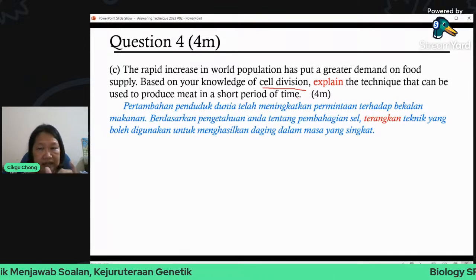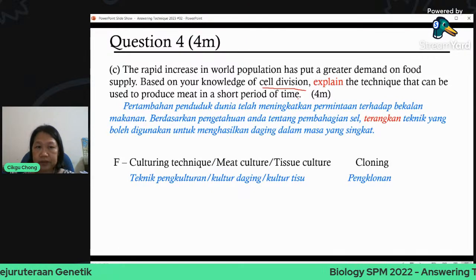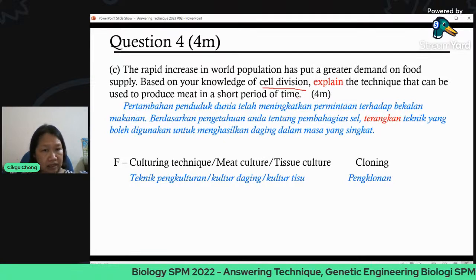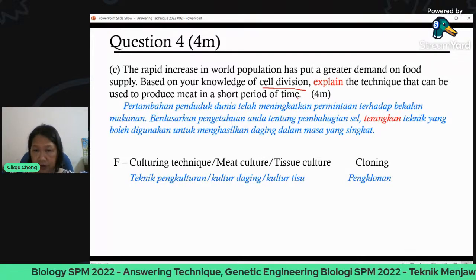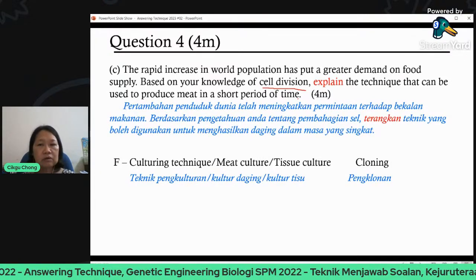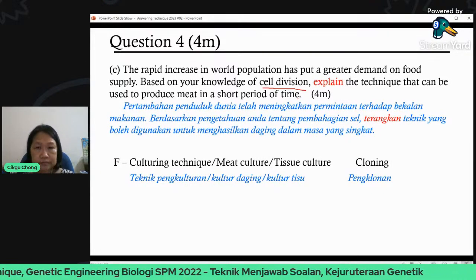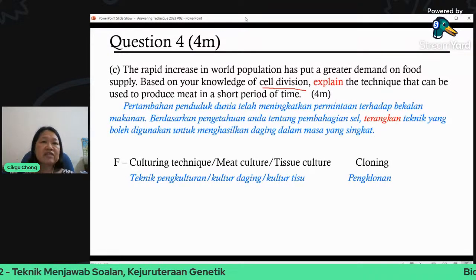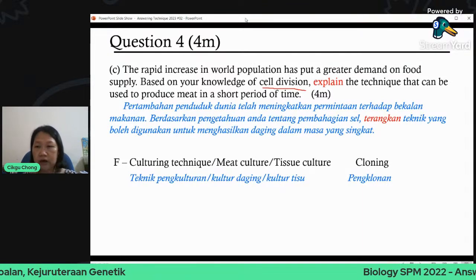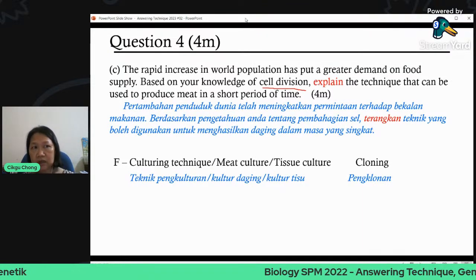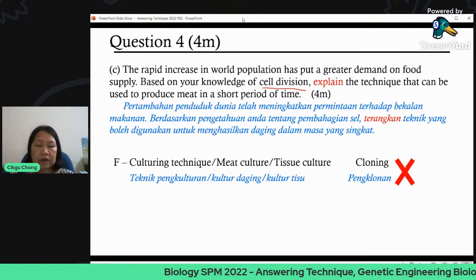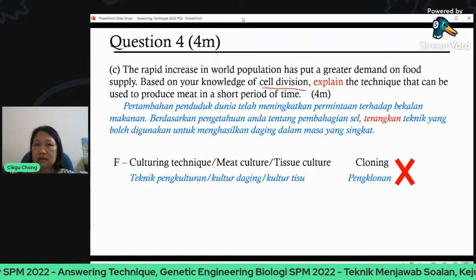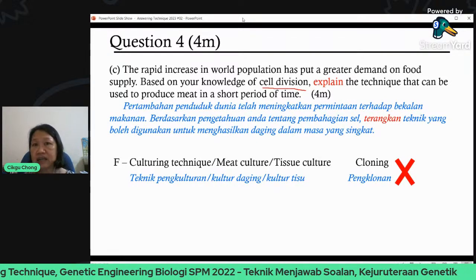Now, remember the word technique. The answer you're going to choose is the culturing technique, meat culture, tissue culture, all right? Now, I'm sure some of you want to say, can I put the answer cloning? The first thing you think about is cloning. Now, cloning is not correct, because cloning, or pengklonan, is not a technique. It is not a way to carry out the process.